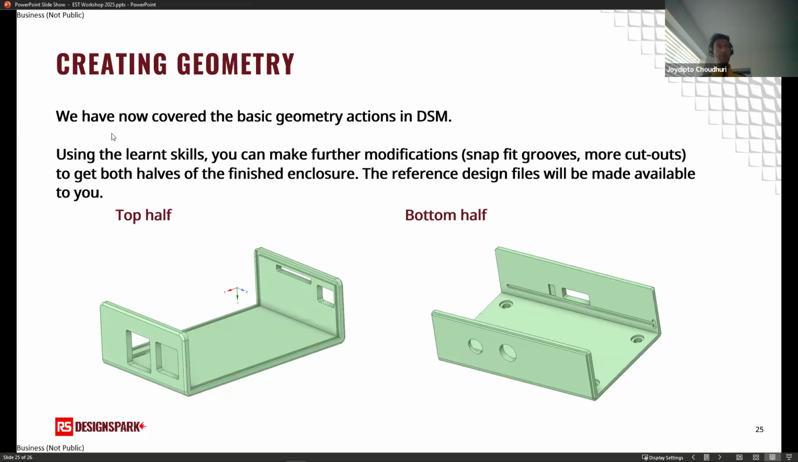So the objective was to cover the basic geometry options, and I've shown you the interface. I've shown you some of the basic operations that you can do. To complete this top half of the enclosure, there are some additional rounds you may need to make. There's also the grooves that you can see here. The grooves are where the bottom half of the enclosure snaps into the top half because this is a snap fit enclosure. That is relatively simple to do.